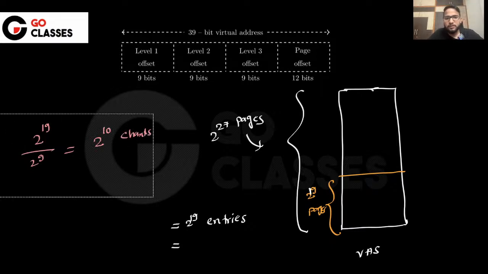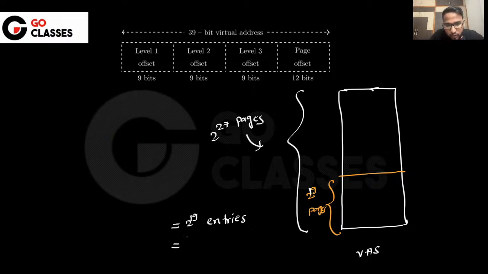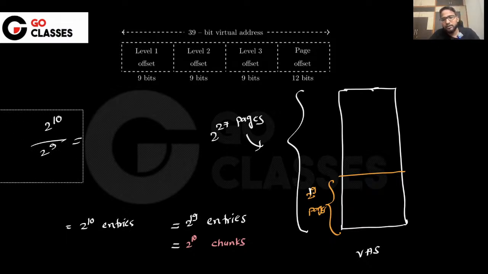So let me write it here. These many chunks I will be needing. So here, 2 power 10 chunks. Let me know if that is fine to everyone. Right now, if it is 2 power 10 chunks, then at this level you will be needing 2 power 10 entries. And since it is 2 power 10 entries and each chunk is having 2 power 9 entries, there will be 2 power 10 upon 2 power 9, which means you will be needing 2 power 1, which is 2 chunks, here, right? So you will be needing 2 chunks here.